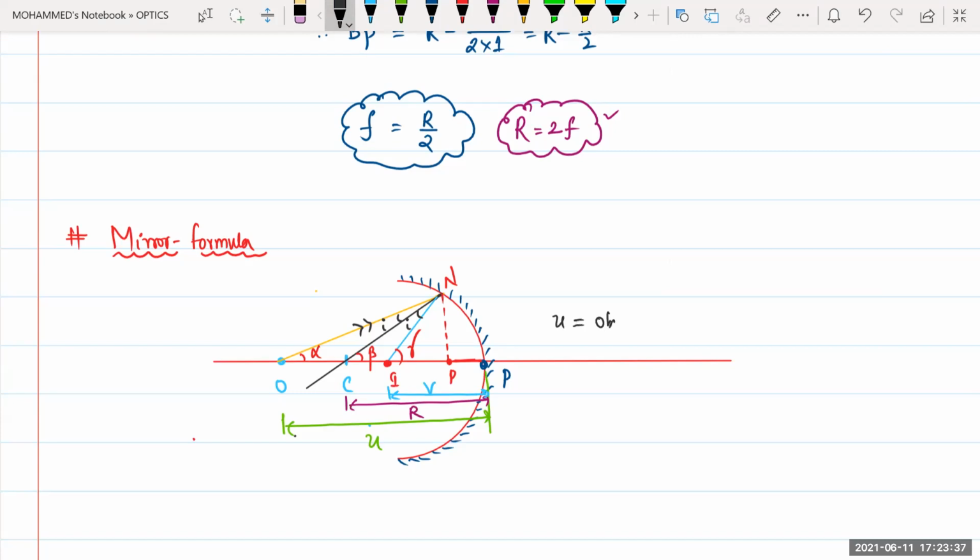U is your object distance. V is your image distance, and F is your focal length. Is that clear? Yes, sir.